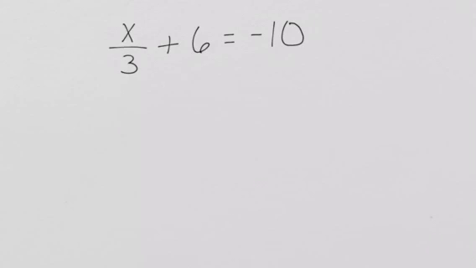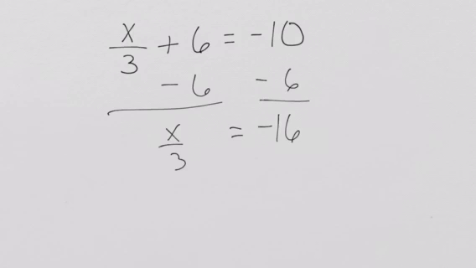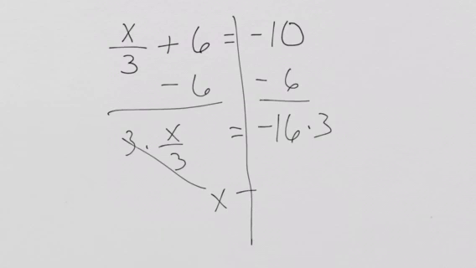Oh, this one looks a little different. Well, let's see how it works differently. We still undo the adding and subtracting first. So we subtract 6 from both sides, and we get x over 3 equals negative 16. Now, x over 3, that means x divided by 3. So if they divided by 3, I multiply by 3 on both sides of the equation. Over here, that becomes a 1. X equals negative 48.